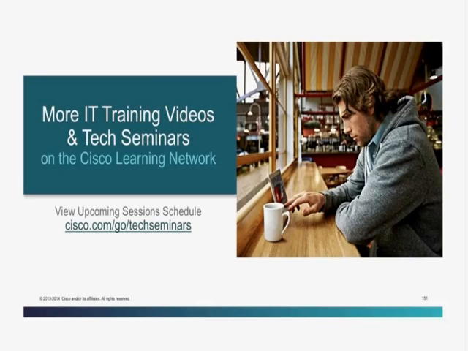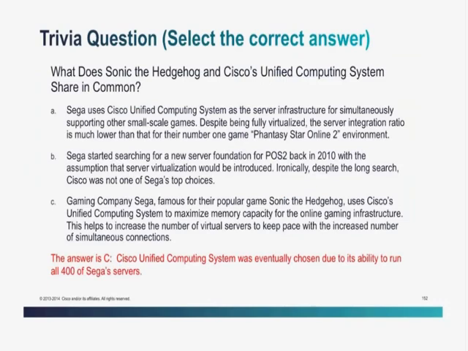Okay, so it's time to answer the trivia question. The maximum responses are for option C, which is the correct answer. That is, Cisco Unified Computing System was eventually chosen due to its ability to run all 400 of Sega's servers. So thank you. And I'll share the polling result with you.